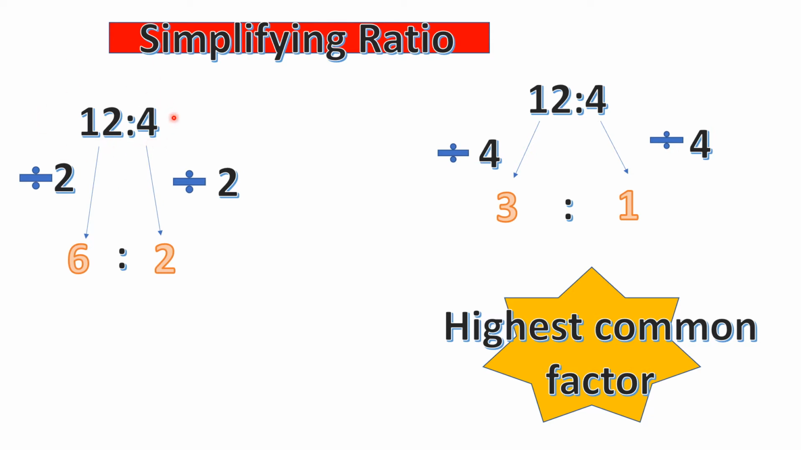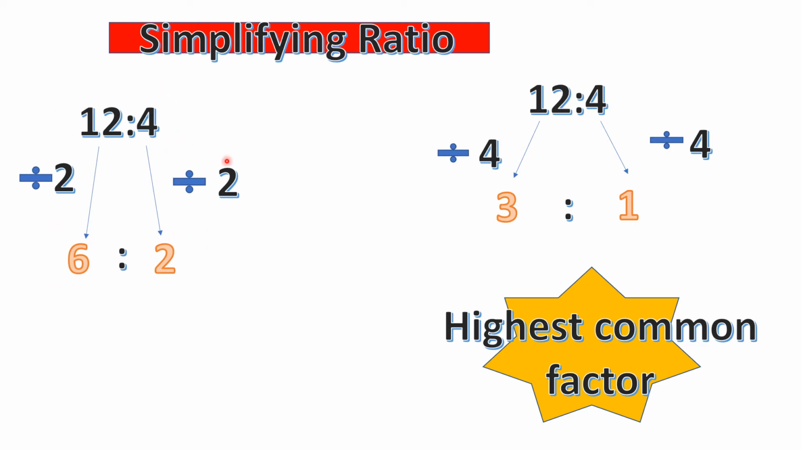We can simplify this in exactly the same way that we simplify fractions, by thinking of a common factor that we can divide both of those numbers by. So if you look at this example, we can divide 12 and 4 by 2. So if you divide 12 by 2, you get 6. And if you divide 4 by 2, you get 2. So the new simplified ratio is 6 to 2. However, this is not in its simplest form.